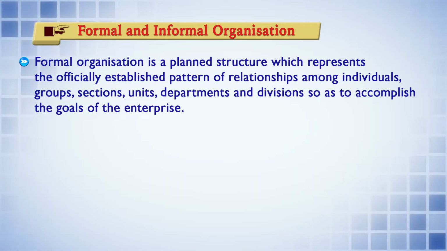The formal organization is a planned structure. That means you plan for the structure. It represents the officially established pattern of relationships among individuals. That means there may be various persons working in an organization, and the formal organization describes the relationship among the individuals, groups, sections, units, departments and divisions so as to accomplish the goals of the enterprise.